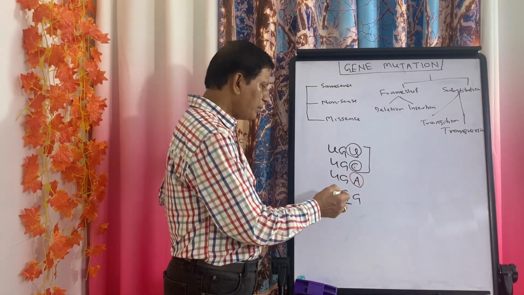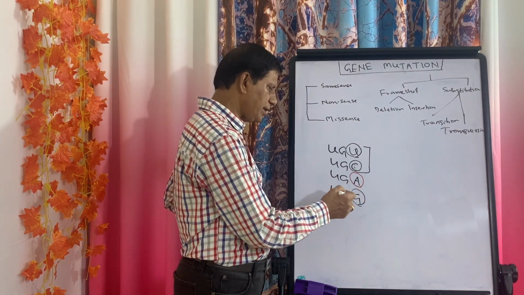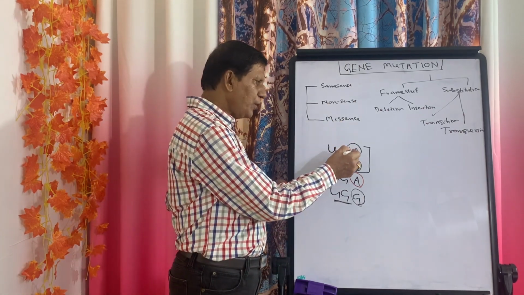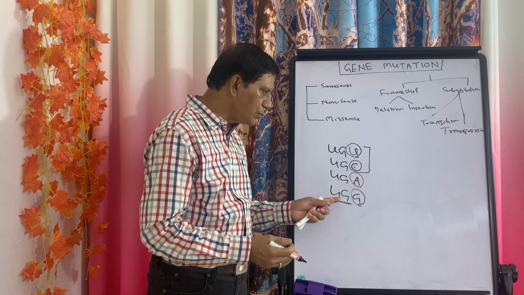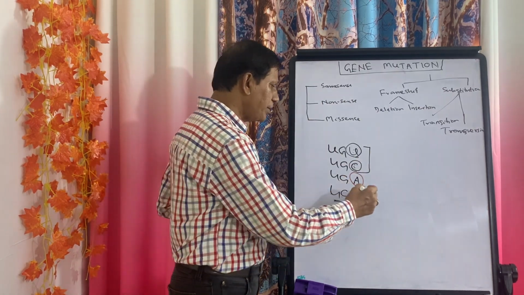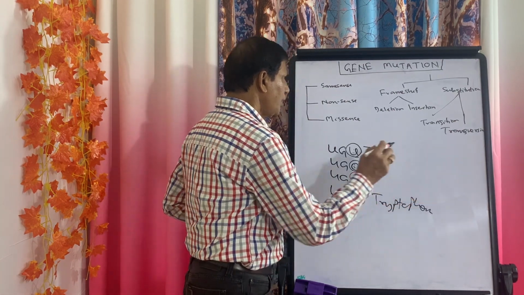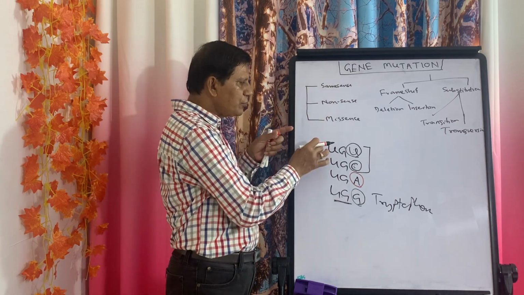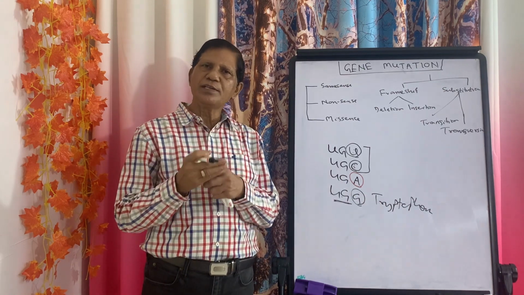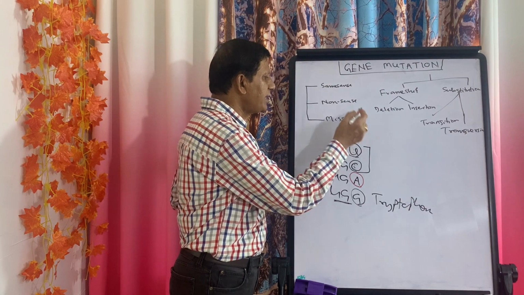Now you come to the fourth codon. In the fourth codon, the third base is G, UGG. So when U or C is changed to UGG, now the amino acid also will change. This represents tryptophan. So now whatever amino acid was there will be changed to tryptophan. When the amino acid changes, the protein will change. This is known as missense mutation.